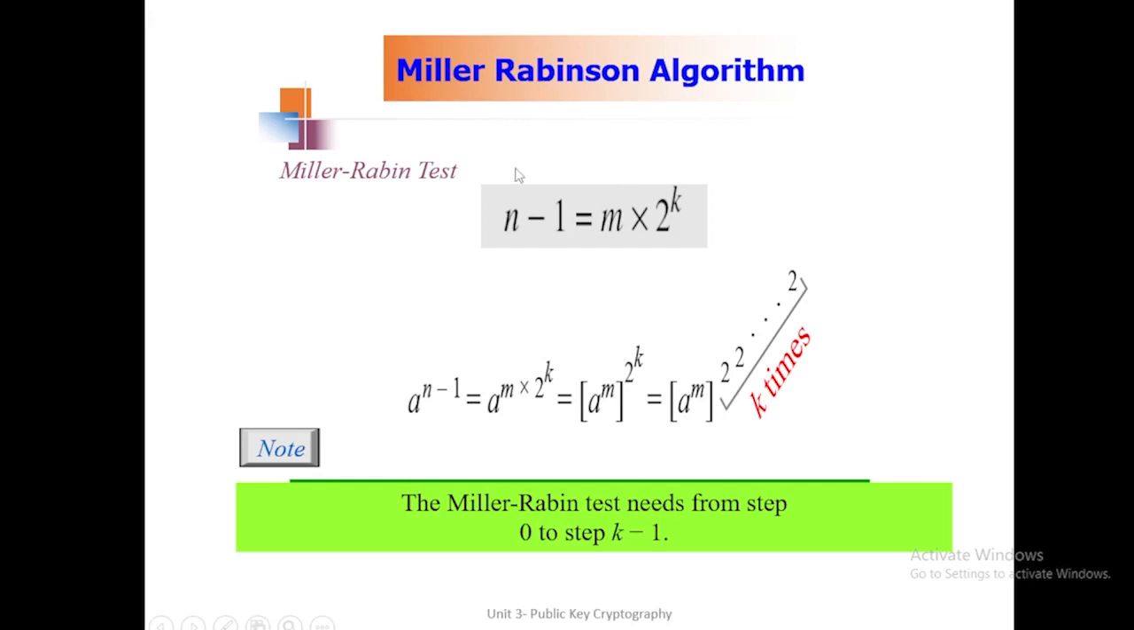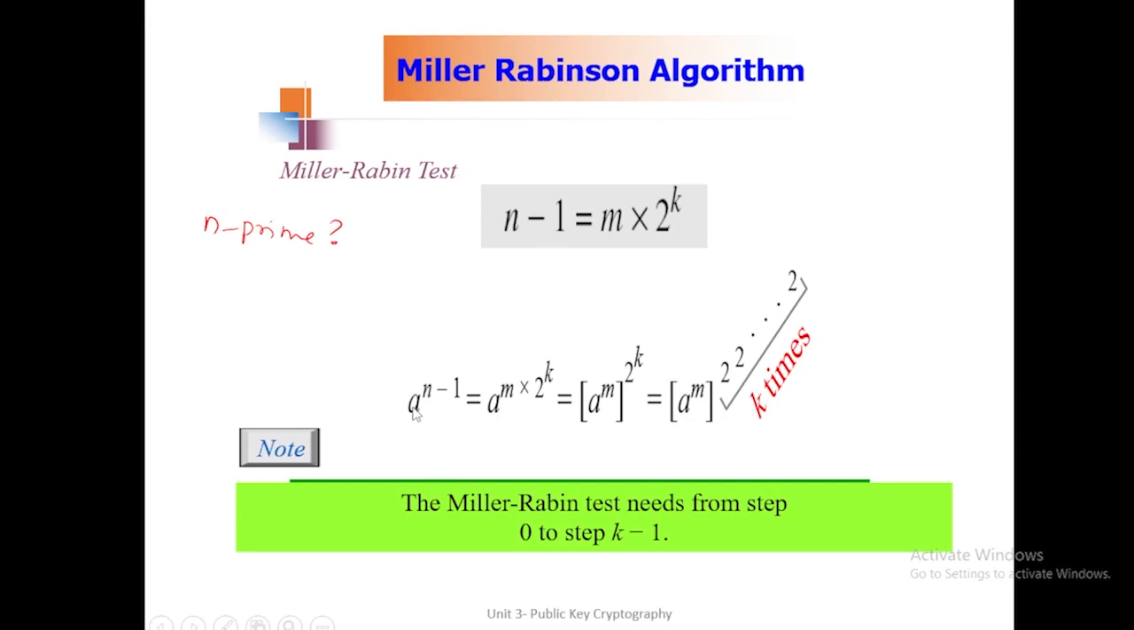If you want to find out whether n is prime or not, this is my question. If you assume that n is prime, n minus 1 should be an even number. If it is even, it can be written with powers of 2. So m into 2 power k is the generalized way of writing n minus 1.